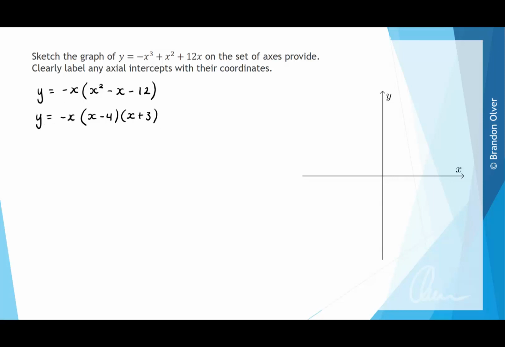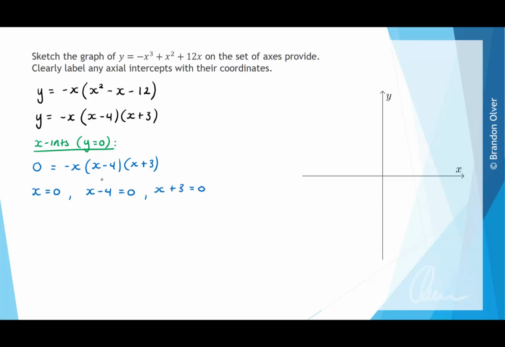So now that it's in factorized form, we can quickly find the x-intercepts of this graph by letting y equal 0 in that factorized equation. So we can have 0 is equal to negative x times x minus 4 times x plus 3. And because it's factorized, we can use the Null Factor Law to say that x equals 0, or x minus 4 could equal 0, or x plus 3 could equal 0.